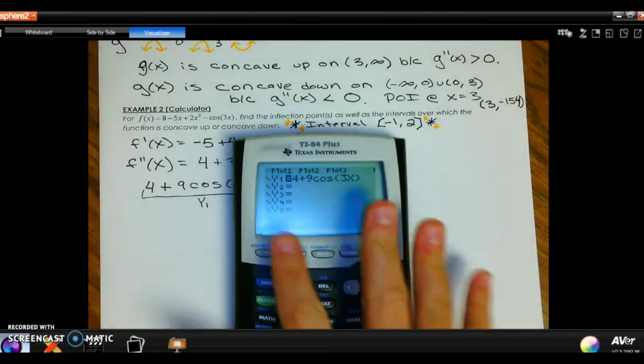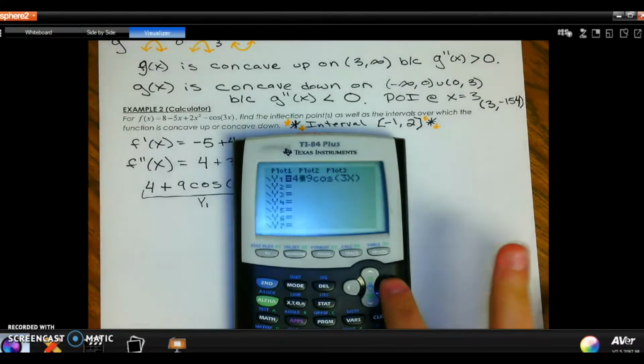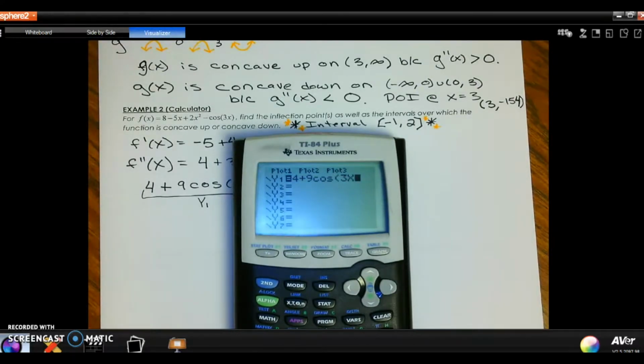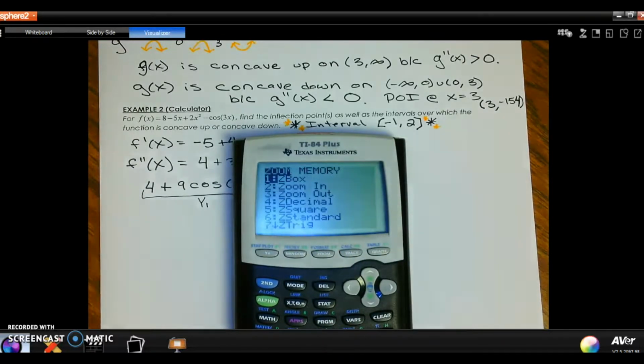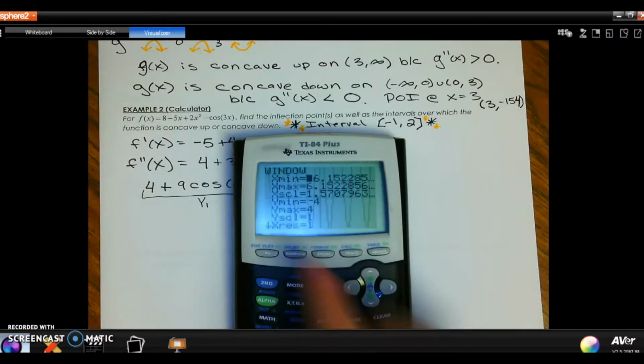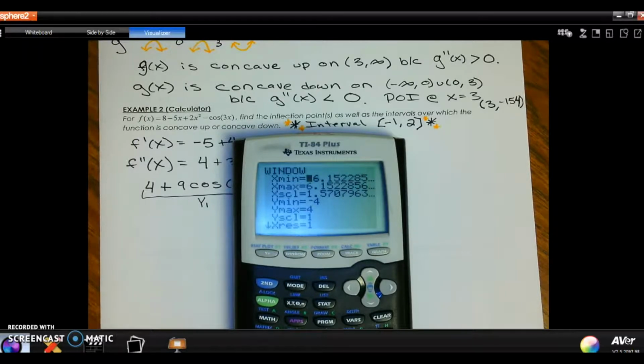So basically what I'm going to do here, so I have just our calculator. I'm going to hit y equals, and I just typed in 4 plus 9 cosine 3x. I'm in radian mode. And I would recommend maybe hitting zoom, and then choice 7 there says trig. So if you hit zoom 7, you're going to get this. And it'll quickly become apparent why we need to take a look at a very specific interval. So I'm going to adjust my window with my interval.